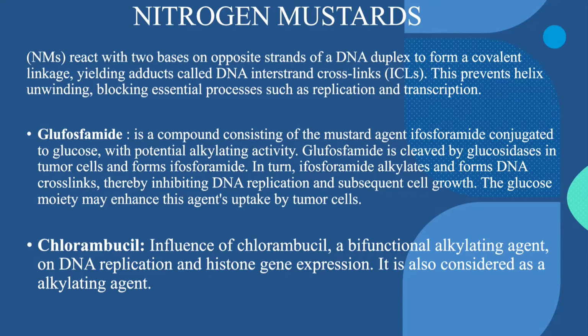The common examples of nitrogen mustards are ifosfamide and chlorambucil. Ifosfamide is a compound of mustard agent with a potential alkylating activity. As previously said, these nitrogen mustards also have alkylating activity. Next one is chlorambucil. Chlorambucil is also bifunctional. That is, it acts as a nitrogen mustard and also acts as an alkylating anti-neoplastic agent.